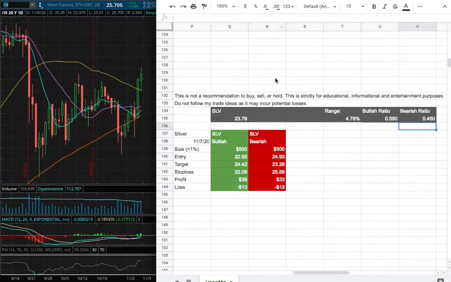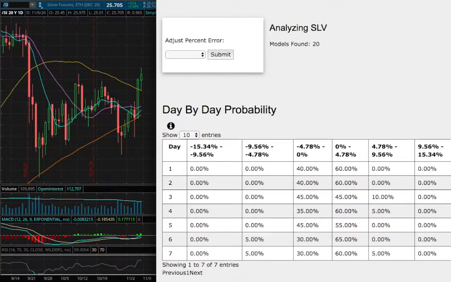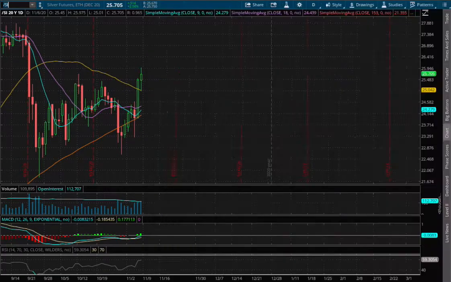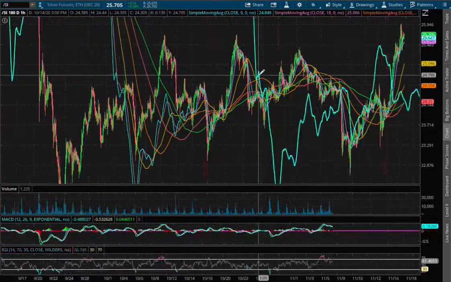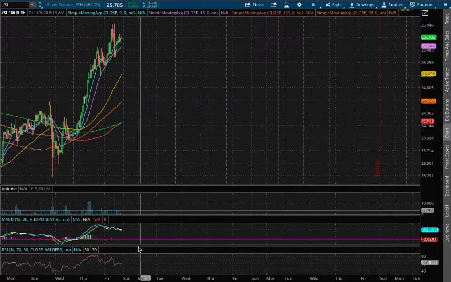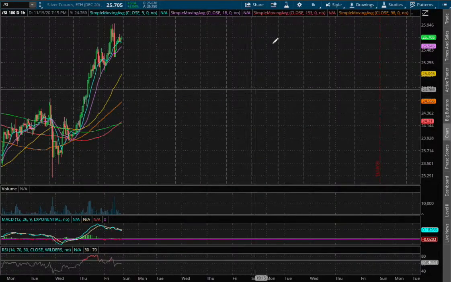In this video, we'll be going over my trade idea of the week and the day-by-day probability model. So let's start off with the technical analysis on the 1 hour chart. We remain in positive MACD and we're off of overbought levels with the RSI.